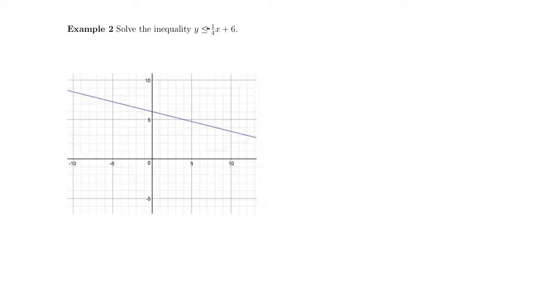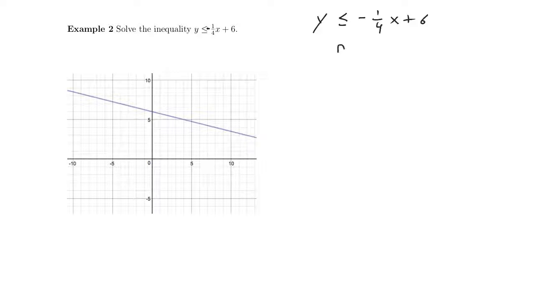For example 2, taking the same approach as in example 1, where our goal is to solve the inequality y is less than or equal to -1/4 x plus 6. And you would start this by graphing the line. I've already given that to you.